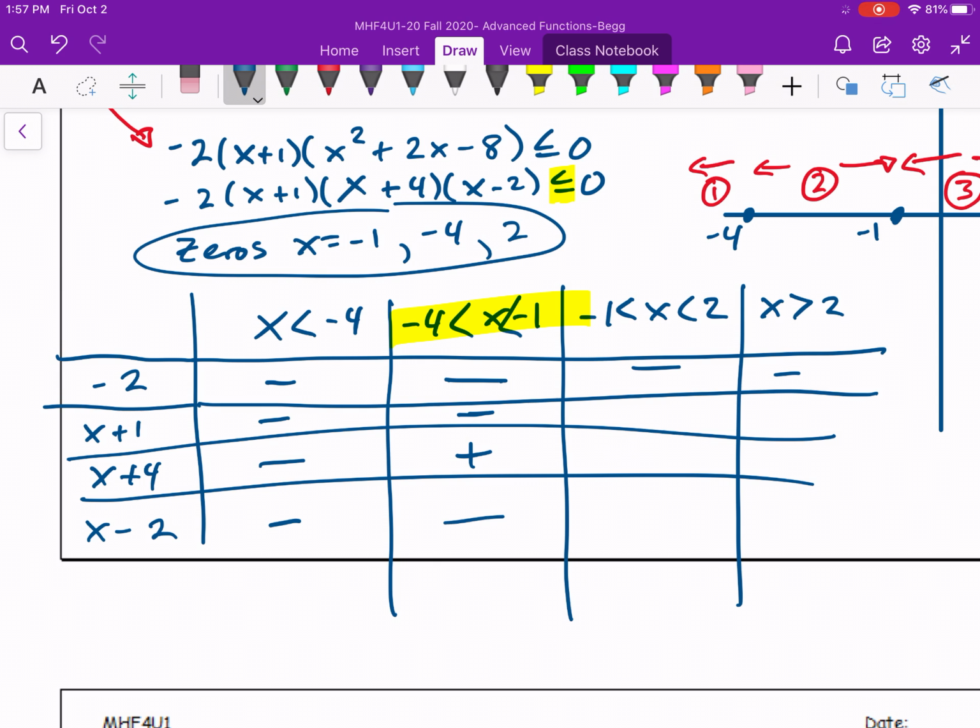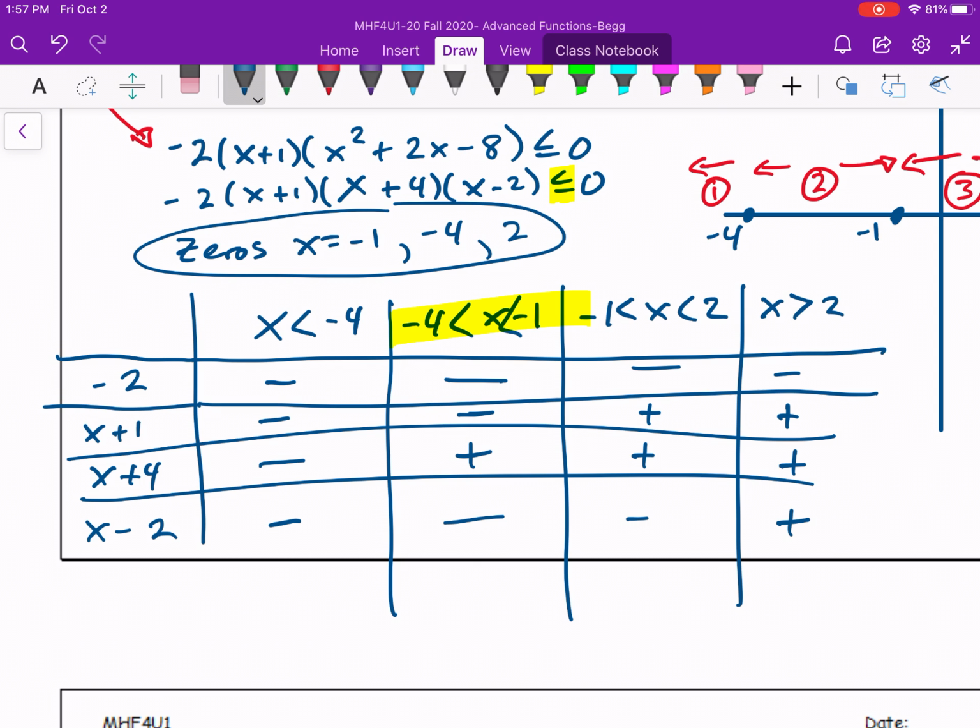Pick a number between -1 and 2. 0 is probably the easiest one. If I put 0 in for x plus 1, I get +1. 0 in for x plus 4, I get +4. And the last row, I get -2. Finally, pick a number greater than 2. Again, an easy one would be just +10. I get +11, +14, and +8.